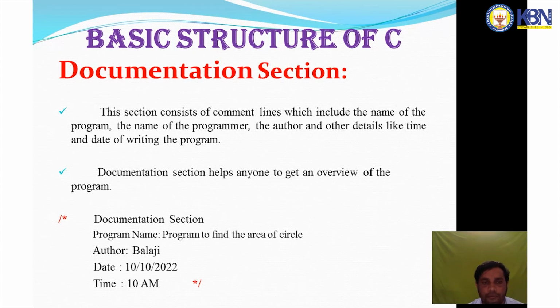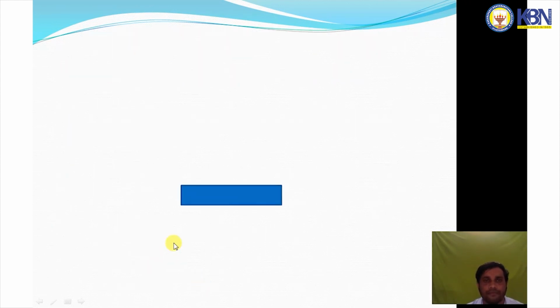So this is an example of a multi-line comment. The multi-line comment is represented by a slash and star symbol, and closed with a star symbol and slash. So it is the multi-line comment.